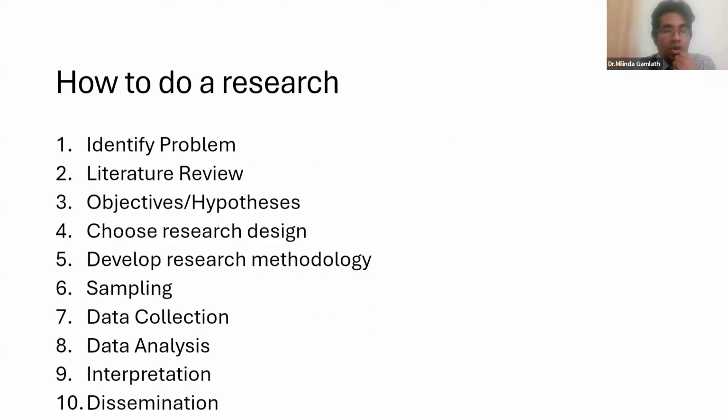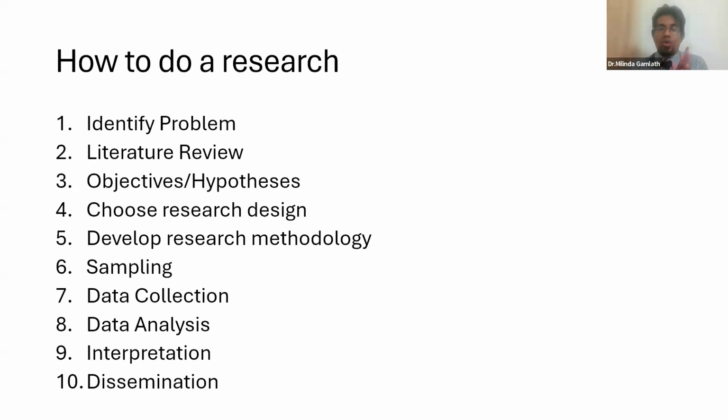So moving on, how to do a research. So we'll just briefly go through these steps. Basically, when doing a research, you have these 10 steps which you do, right? There might be some variations with regard to some studies, but basically, these 10 steps you have to follow in order.